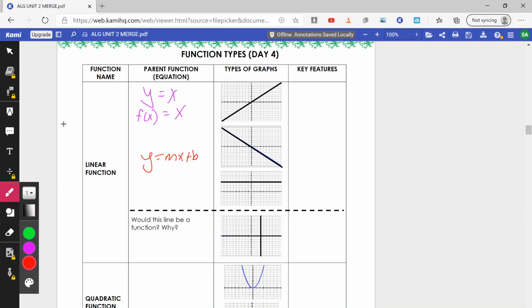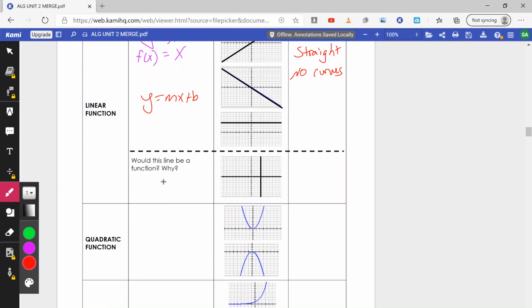So here we have the three different types of line. We have a diagonal going up, we have a diagonal going down, and a horizontal line. So key features, they are straight with no curves. And they always are going off in some sort of direction, either up and right, down and left, or straight across.